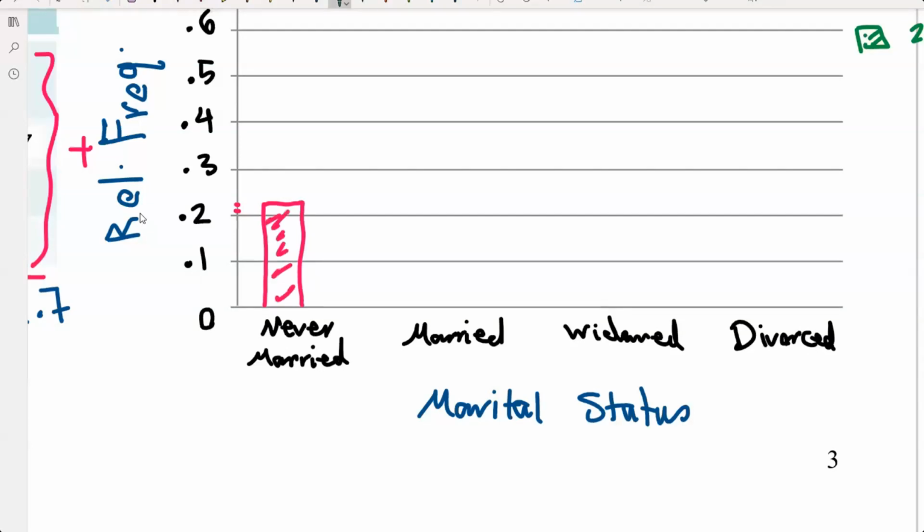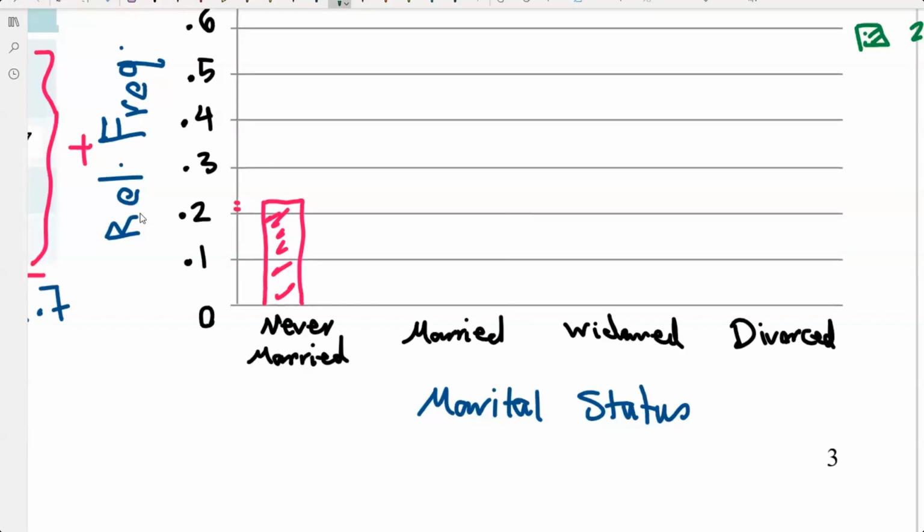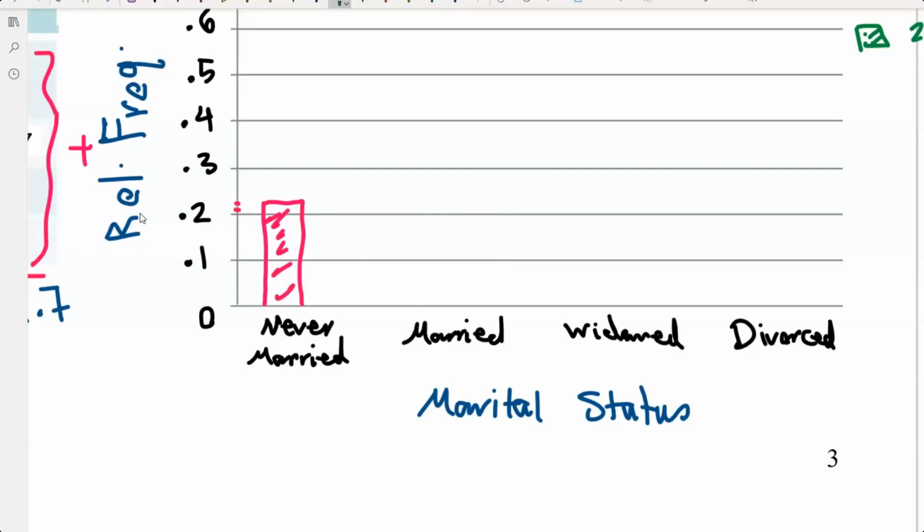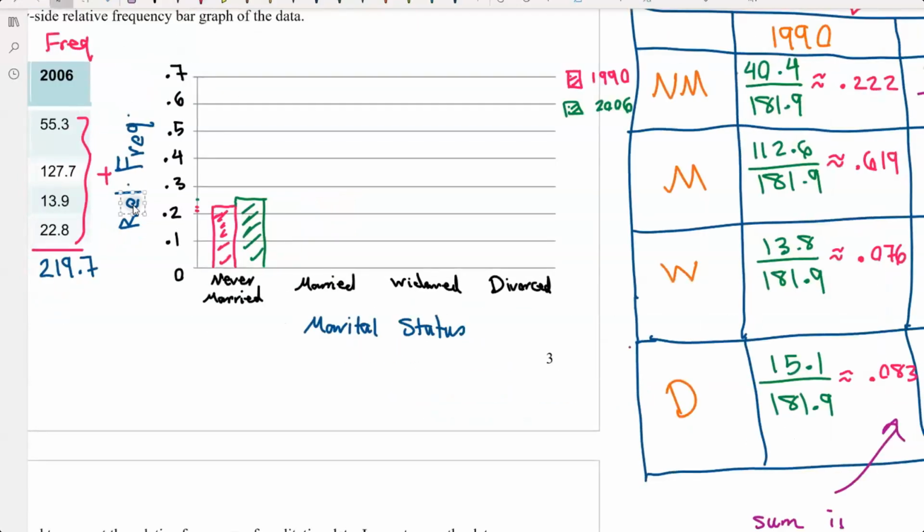Now green is for 2006. And for 2006, we have 0.252. I'm rounding that one to 0.25. So it's 0.25. Now for married, we have 0.619. So it's 0.62.